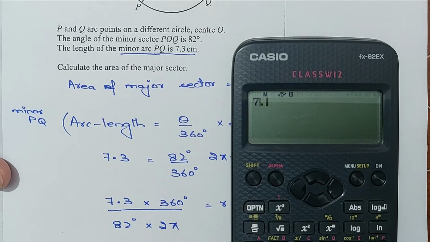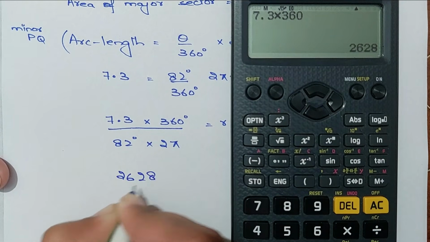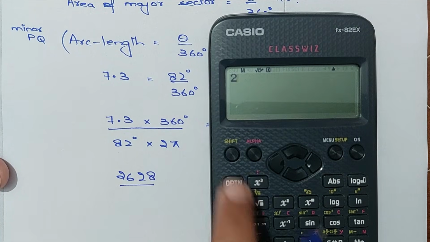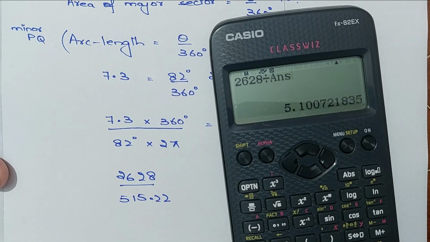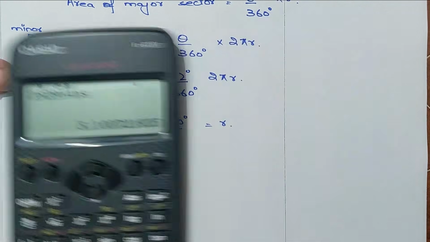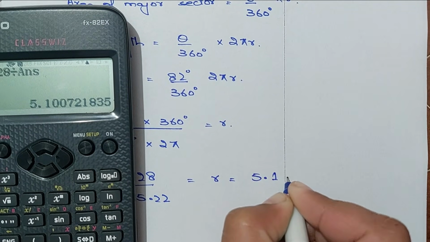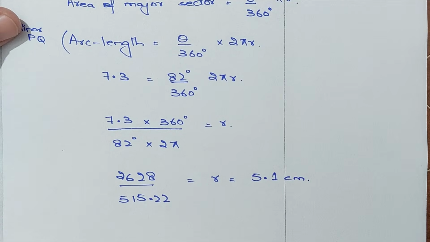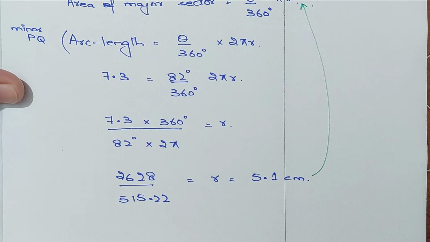Simplify 7.3 times 360, which is 2628, over 2 pi times 82, which is 515.22. 2628 divided by that answer is 5.1. R is 5.1 centimeters. Yes, that's the radius we got. Now plug the value of the radius back into this equation.